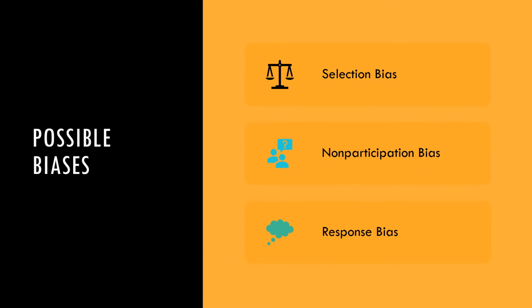Another thing to consider is possible biases that can be introduced. The three main ones are selection bias, non-participation bias, and response bias.